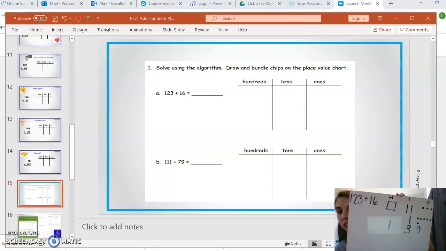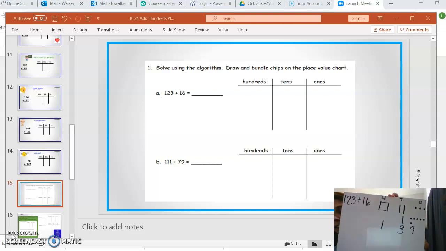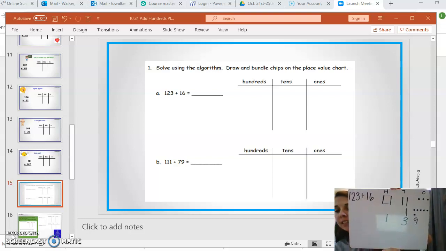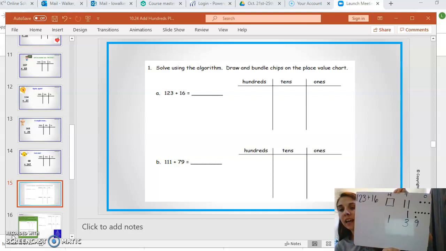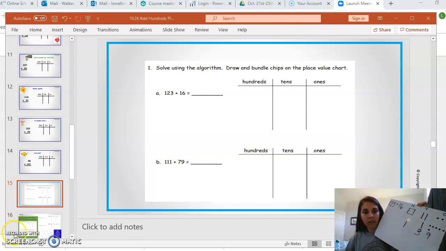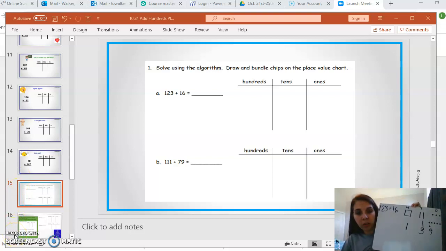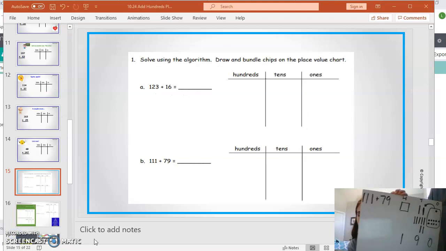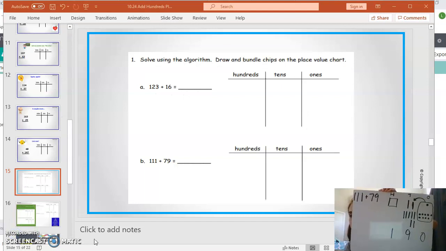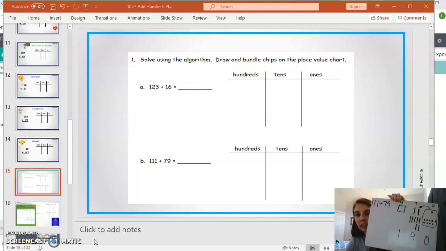Okay, here's my solution for the first one. So you can check your answer, 123 plus 16. I worked it out and I did not have to regroup, so I got 139. Now I'm going to solve the second one. You work it out and then check with my answer. All right, here's my solution to 111 plus 79 gives us 190.